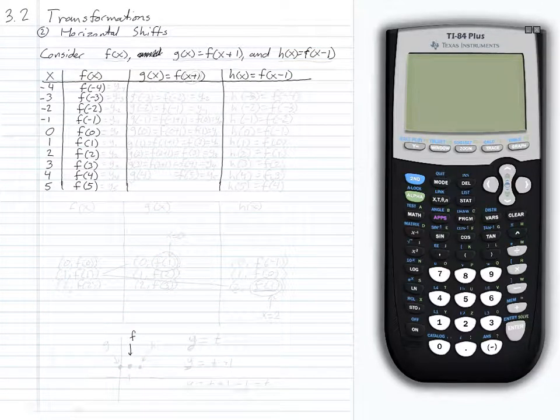So here we see our second type of transformation, the horizontal shift. Now I am not going to use a specific function. I'm going to imagine a function f of x, and associated with that two functions g of x and h of x, where g of x is almost the same thing as f of x, except instead of f of x we have f of the argument x plus 1.